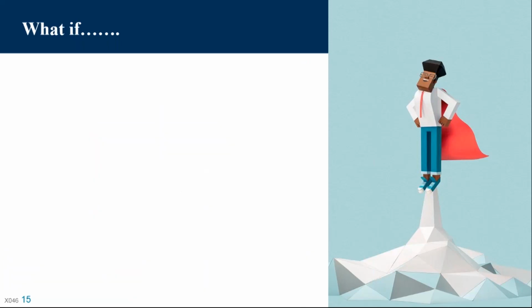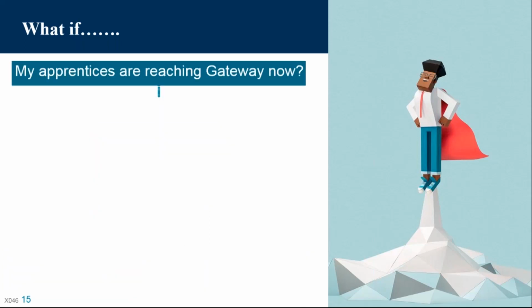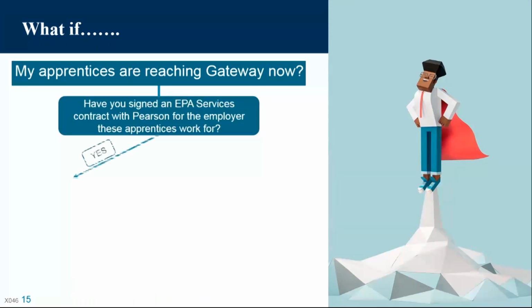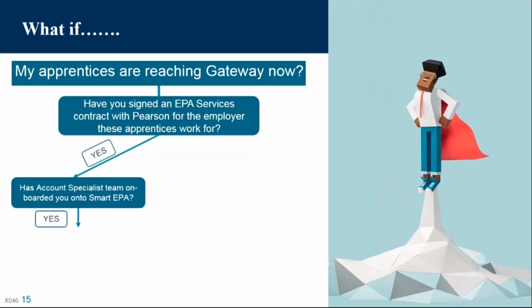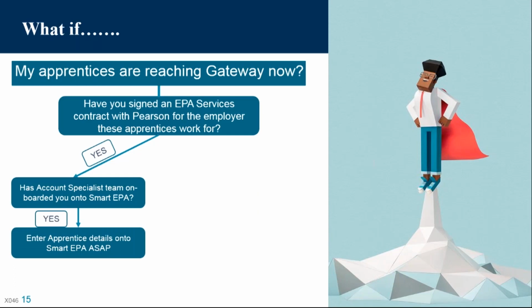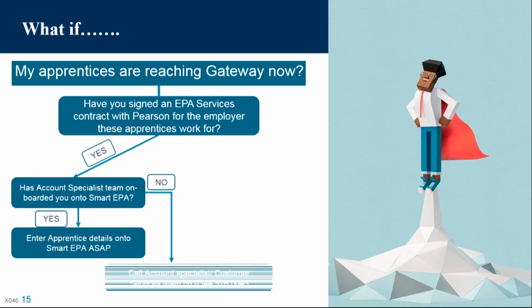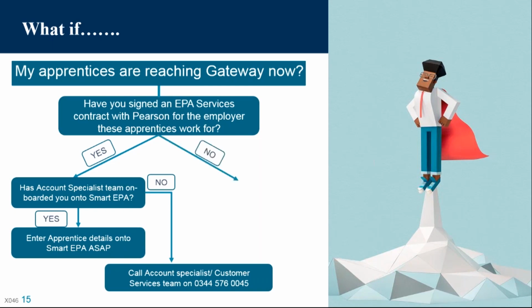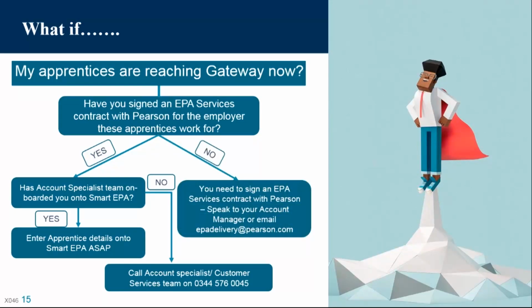Second scenario, if you have an apprentice and they are reaching gateway now, again, have you signed an EPA services contract with the employer, with Pearson for that particular employer? If you have, then your account specialist team should have onboarded you by now. If they have onboarded you, then you need to enter your apprentice details onto Smart EPA as soon as possible. If the account specialist team have not onboarded you, please do call them on this number. That number is available on the Smart EPA link on our website as well. If you obviously haven't signed a contract with us, then again, speak to your account manager or email us at epadelivery@pearson.com.